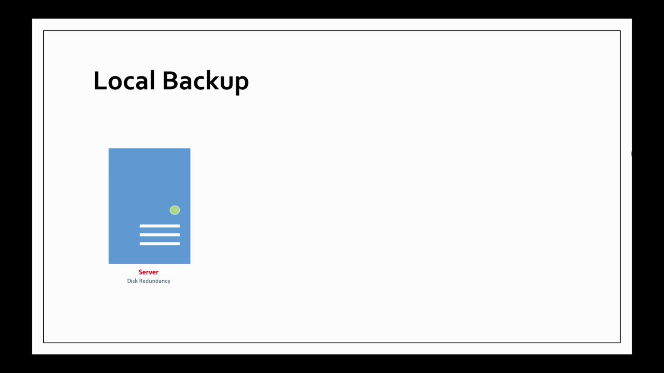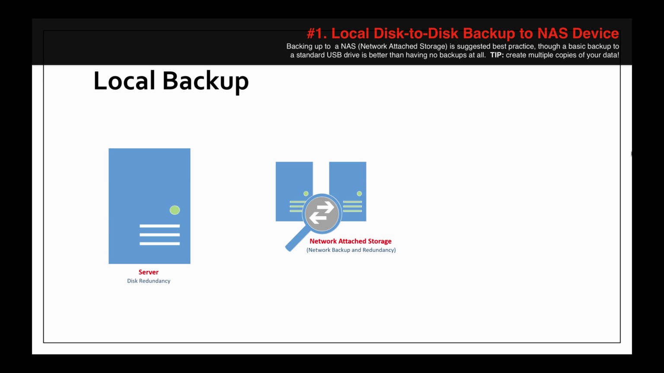Now to begin with, a local backup would be the bare minimum we would expect to see in any business. We recommend performing a disk-to-disk backup to a NAS device. However, if you do not have a NAS, even backing up to a standard USB drive would suffice and be better than having no backups at all. The advantage here is we've got redundancy on the server and the NAS through a feature which we call RAID. Please note that RAID is not a substitute for backups, but an aid which copies data across internal disks.